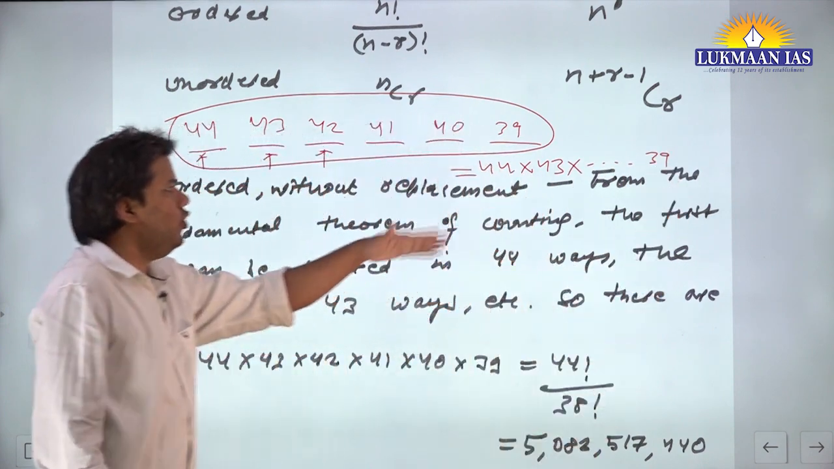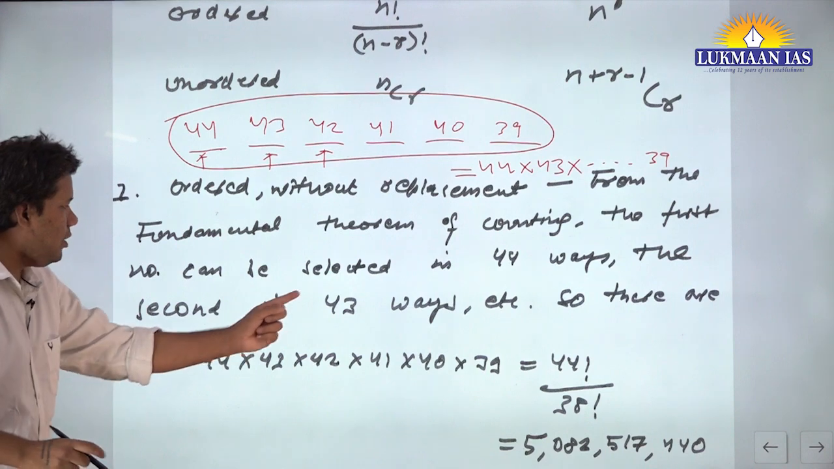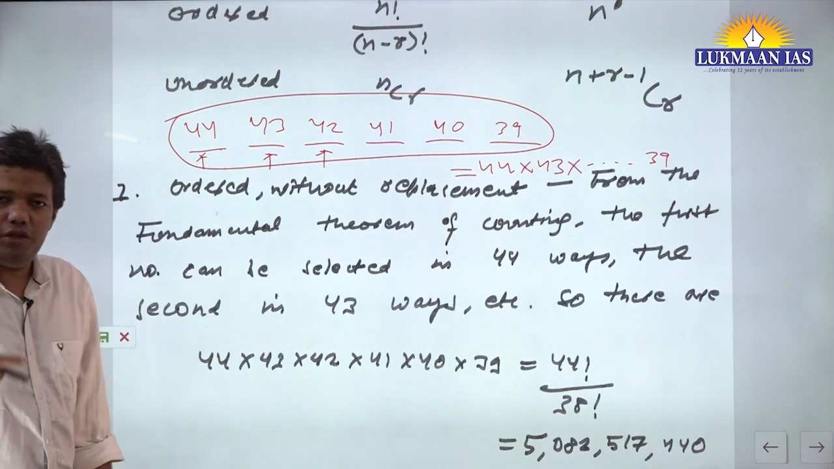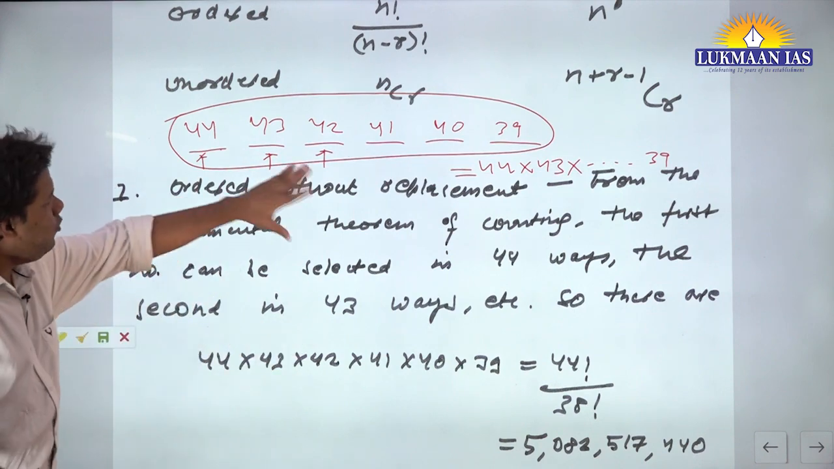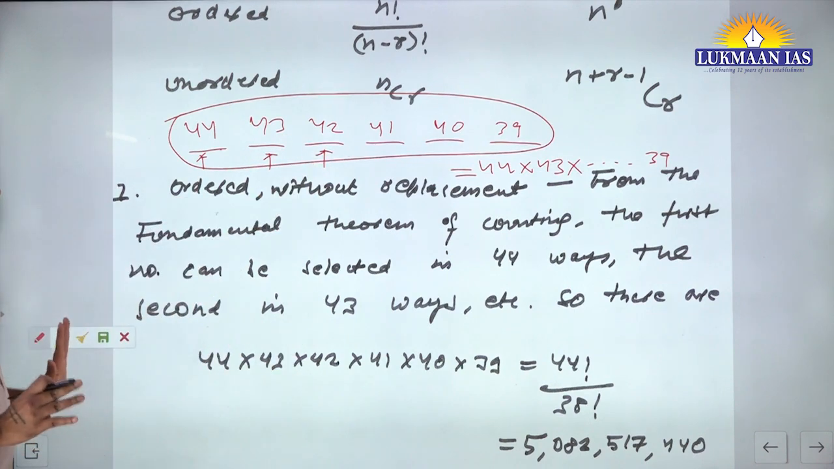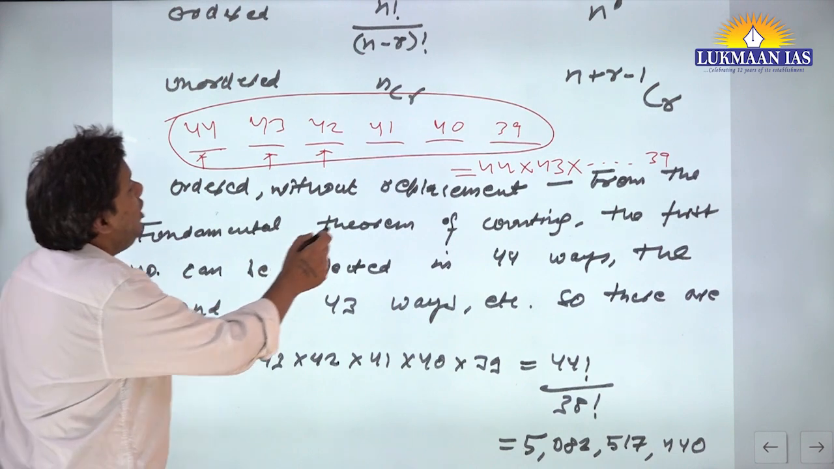See, if you are not able to understand, go back to that ABC example. A to B has 3 ways, B to C has 4 ways, so how many ways are there in total from A to C? 3 into 4. It is the same analogy. Okay, this is fine. So now, and this is without replacement.